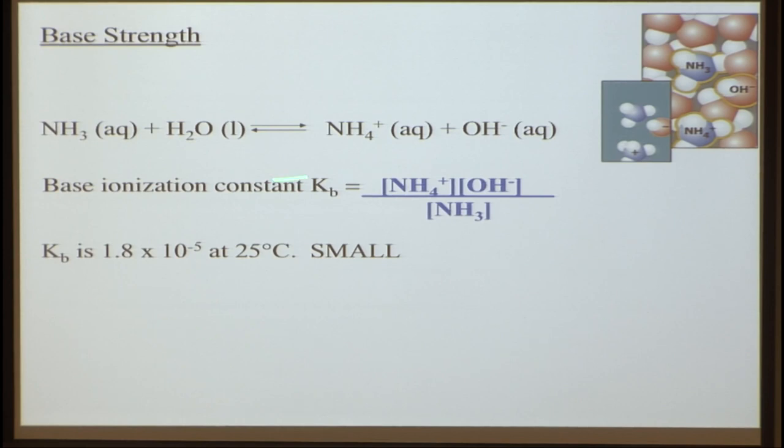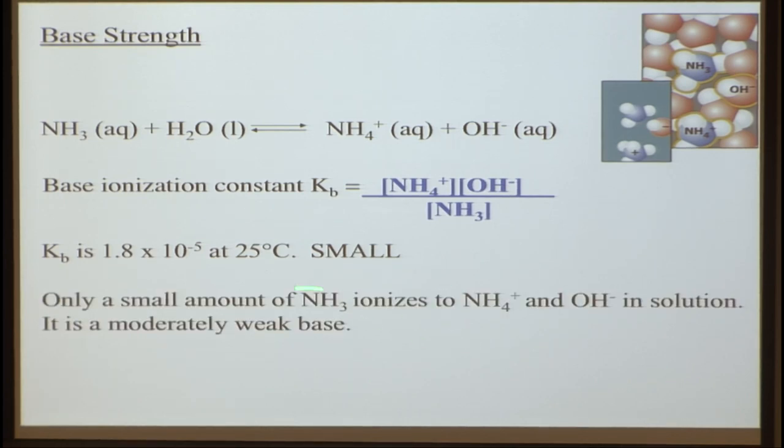5. It is a small number for KB. It's a small equilibrium number. So that means you're not making a lot of products, not a lot ionizes when you put this weak base in water. So only a tiny amount of NH3 ionizes to NH4+ and OH- in solution. So this is what they call a moderately weak base.